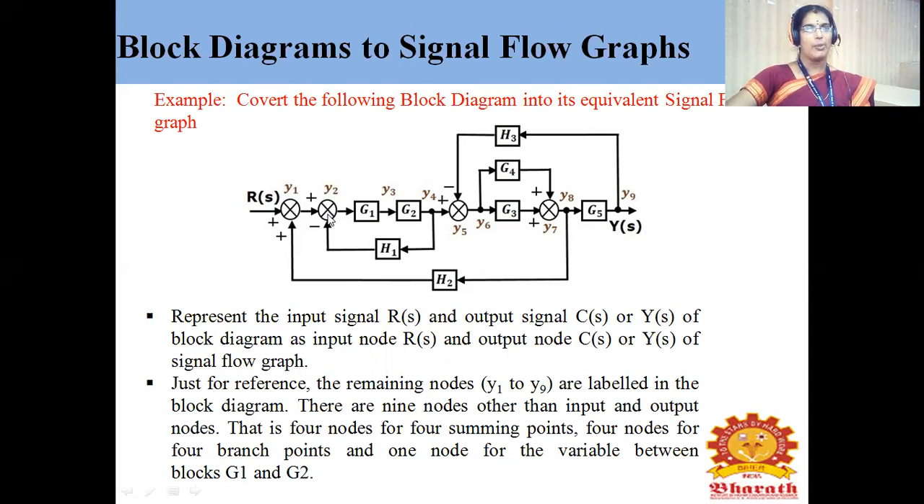Similarly, the second summing point, Y2. Then the next node is Y3, followed by Y4, Y5, Y6, Y7, Y8, Y9. We consider all of these as nodes. So totally there are 9 nodes in the forward direction. Okay, so how can the gain be represented? From Y2 to Y3, there is a gain block, so we keep an arrow and represent the gain as G1 at the top of it.